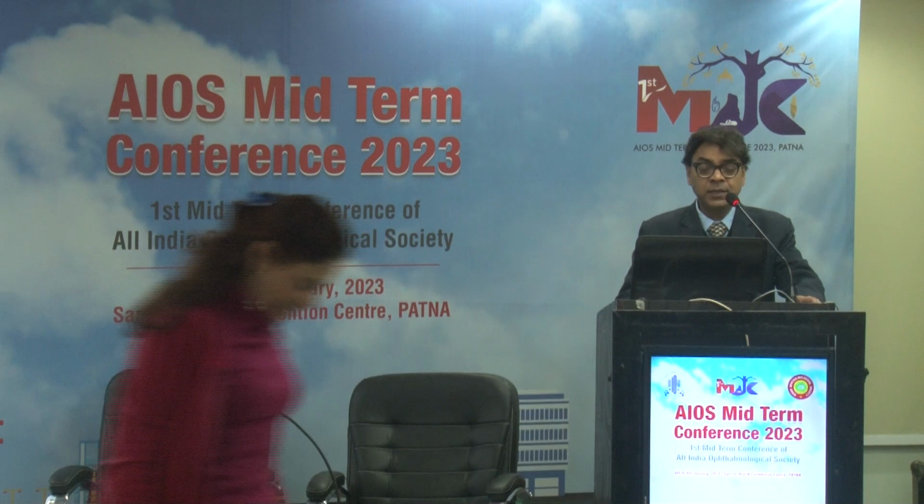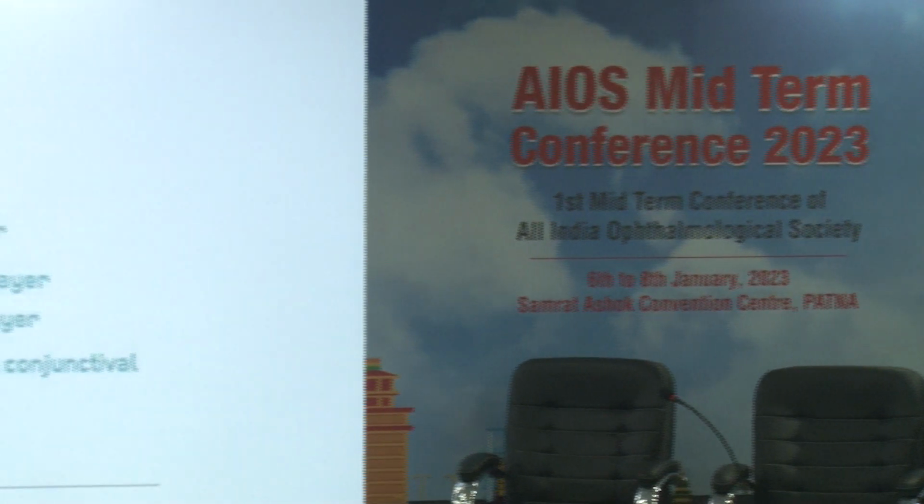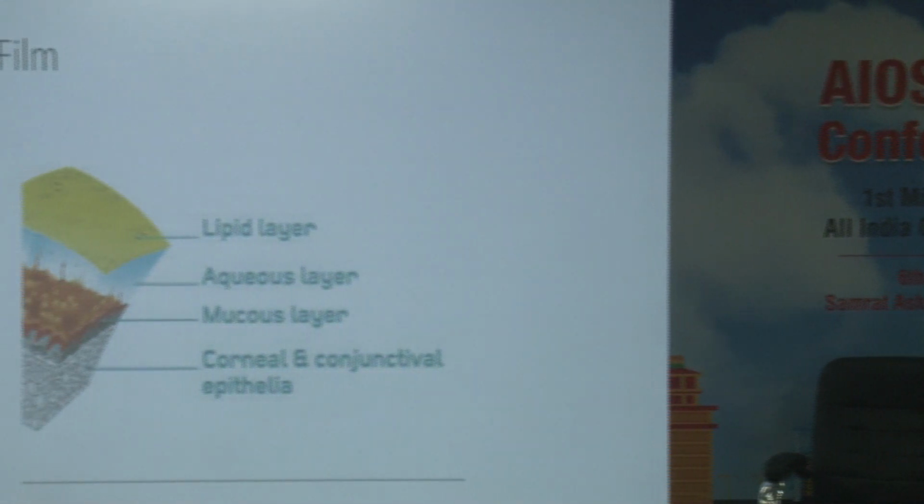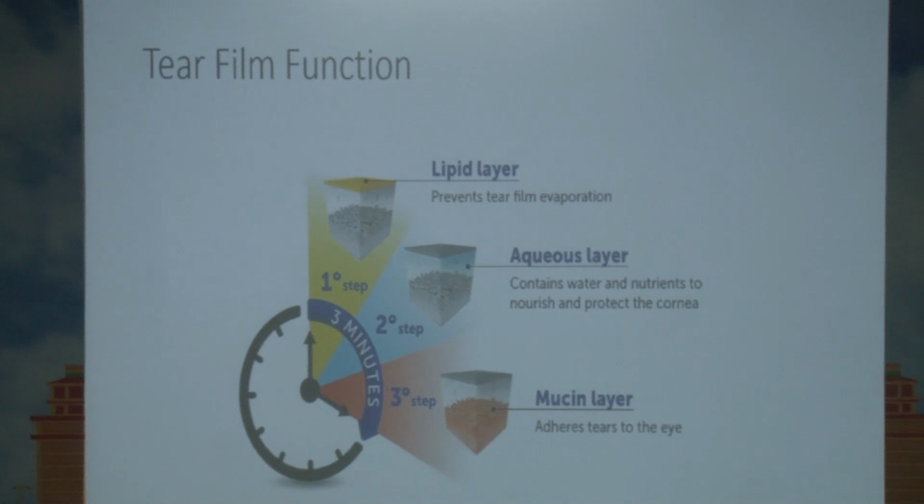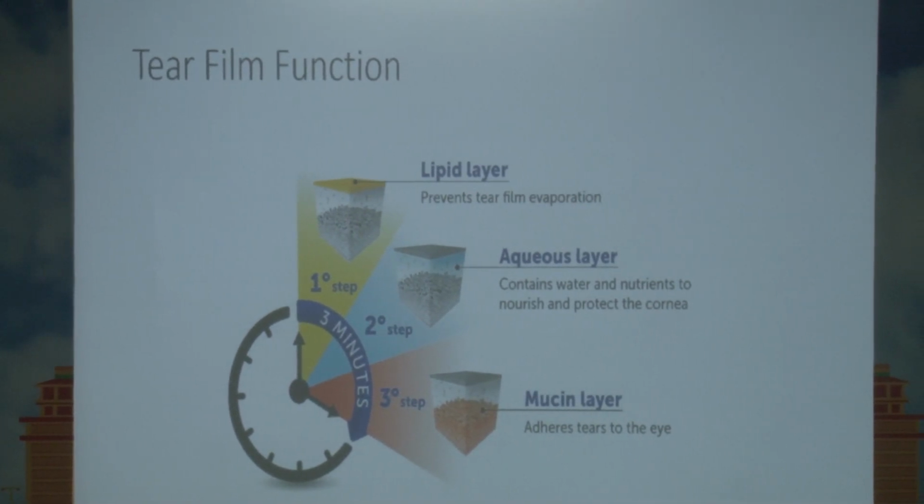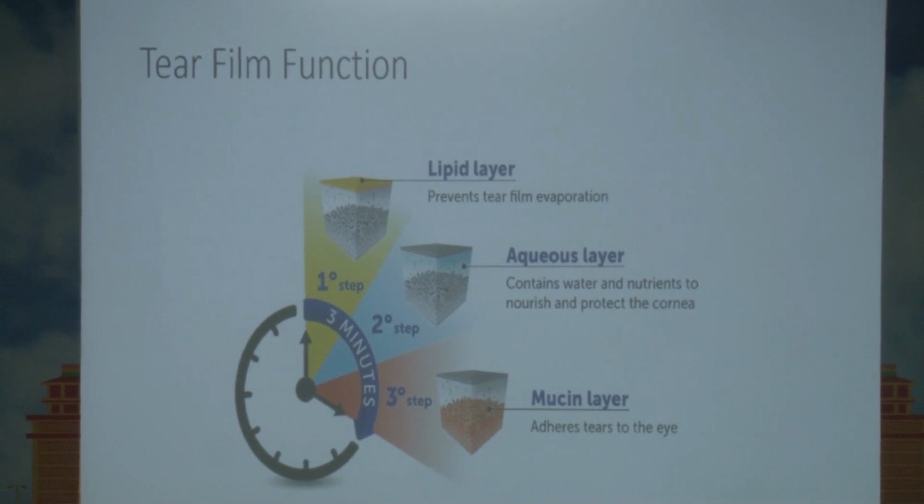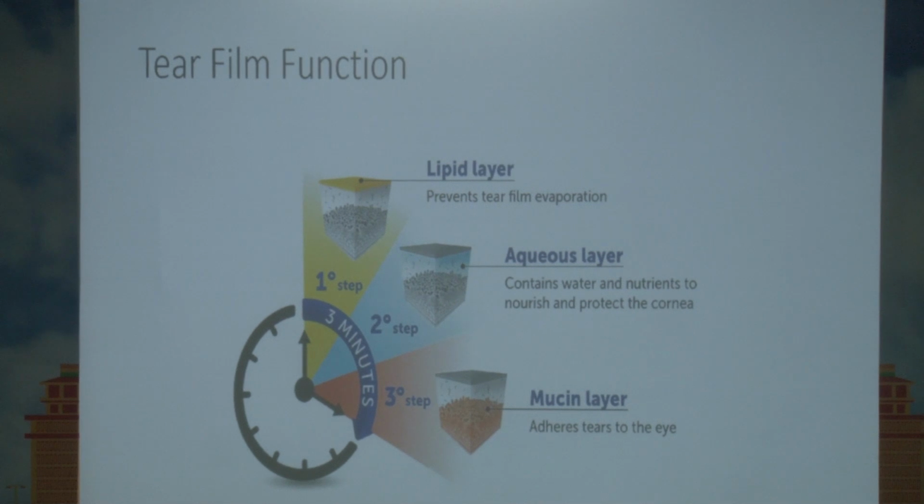And we are well aware that there are 3 layers to the tear film: the lipid layer, the aqueous layer, and the mucus layer over the corneal and conjunctival epithelium. And each layer has a function. The lipid layer prevents the tear film evaporation. The aqueous layer contains the water and the nutrients to nourish and protect the cornea. And the mucin layer adheres the tears to the eye.